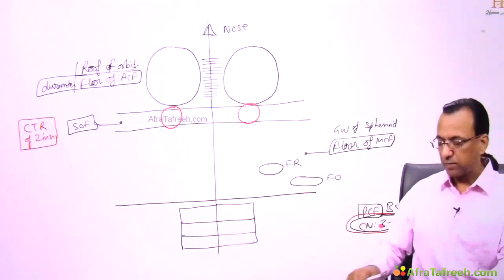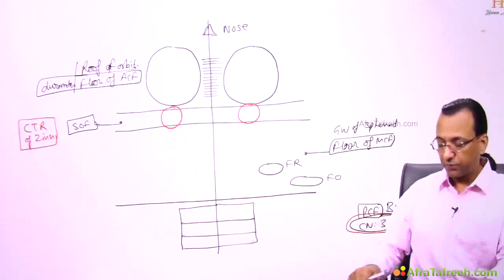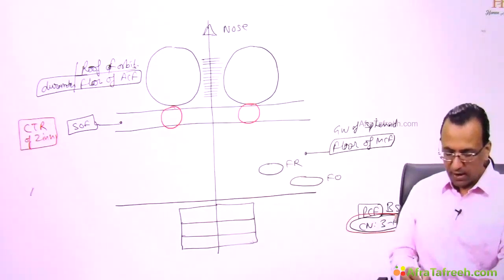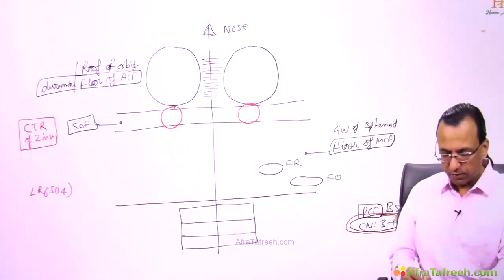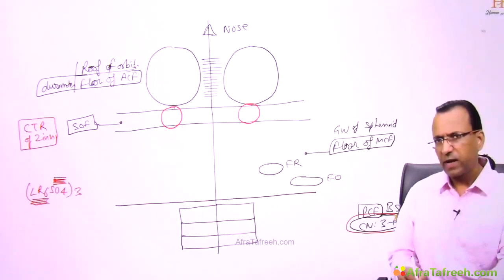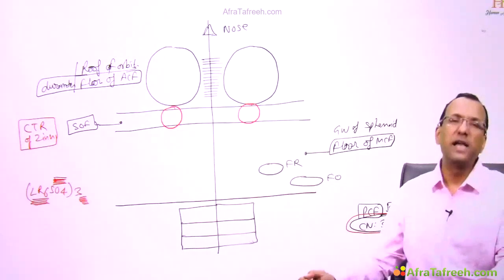That's why cranial nerves number 3 to 12 are present in the posterior cranial fossa. Now let us follow some of them. Which one? The formula LR6SO4 remainder 3. What is this formula? Lateral rectus supplied by 6th nerve, superior oblique supplied by 4th nerve, and remaining eyeball muscle supplied by 3rd nerve. This is the formula of the eyeball skeletal muscle.